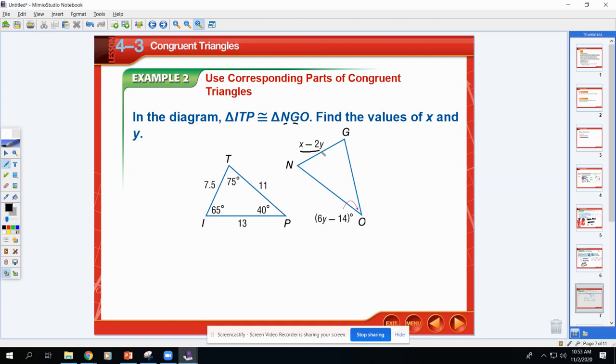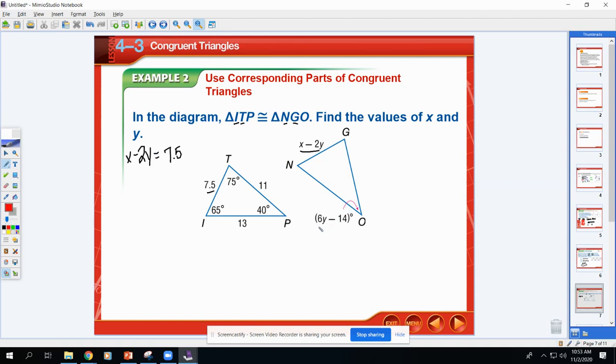So NG would be the first two here, X minus 2Y. And we could say here that's going to be equal to the first two of our other triangle here, IT. So IT looks like it is 7.5. All right, so we've got one equation set up, but it looks like this has an X and a Y in it, so we're not able to solve for that just yet.